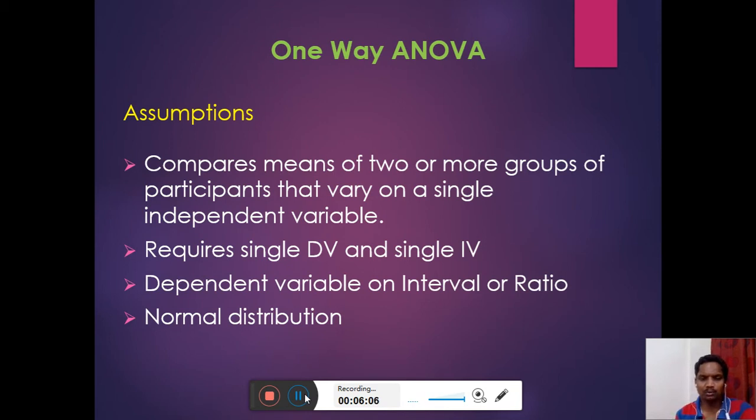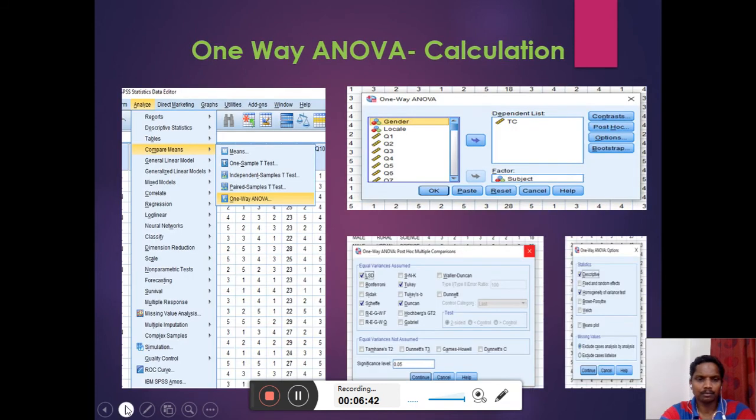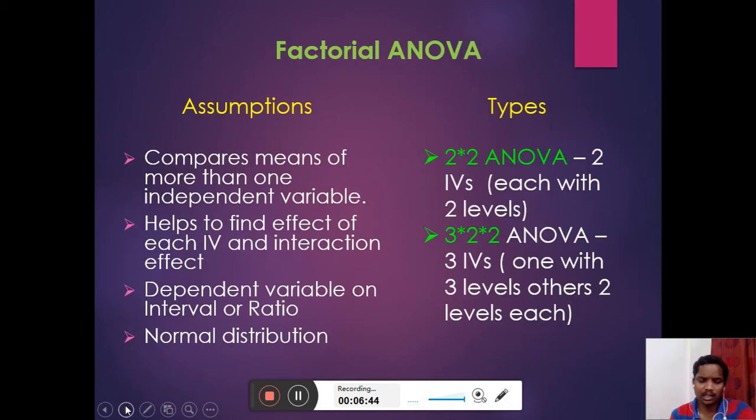In our case, the dependent variable will be the teaching competency and the independent variable is the subject of study, which is having three groups: the sciences, social sciences and language. And the dependent variable of course should be on interval or ratio scale. In our case, teaching competency is perfectly matching that assumption, and of course the normal distribution should be there. So that is the case with one-way ANOVA.